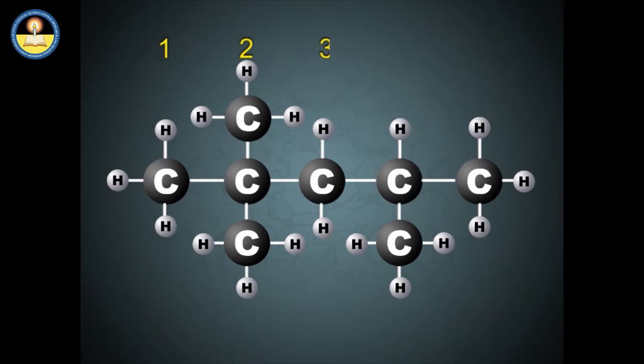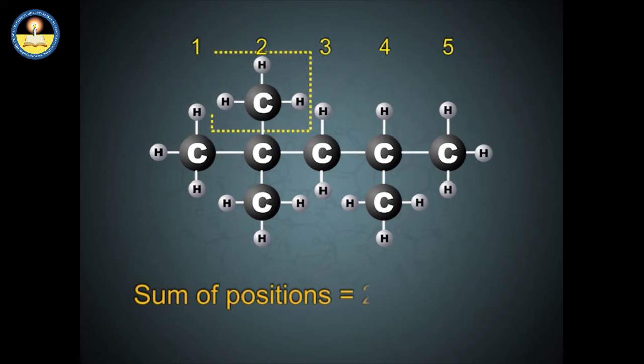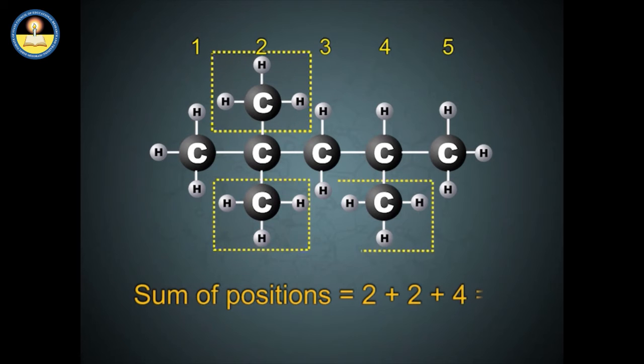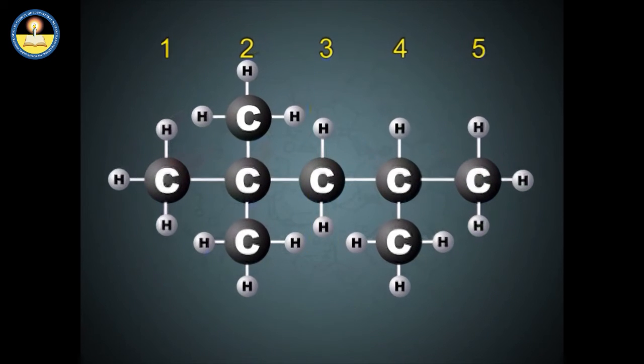Now let us have another way of numbering the compound where the sum of positions equals 2 plus 2 plus 4 equals 8. So, the lowest sum rule says that the second numbering is correct.